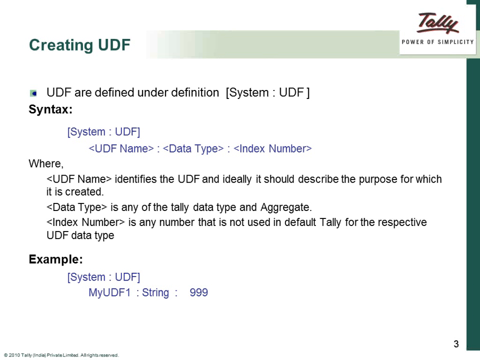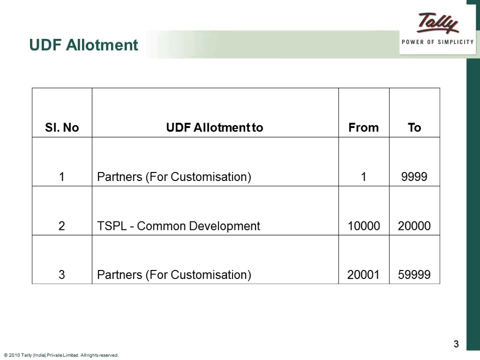What could be the range of the index number that Tally allows you? We have a wide range of numbers which start from 1 to 599,999. However, from 10,000 to 20,000 is reserved for the internal development, that is the TSTL development. Hence, my partners can use, or the developer can use, a UDF index anything ranging from 1 to 9,999 and from 20,001 to 59,999.